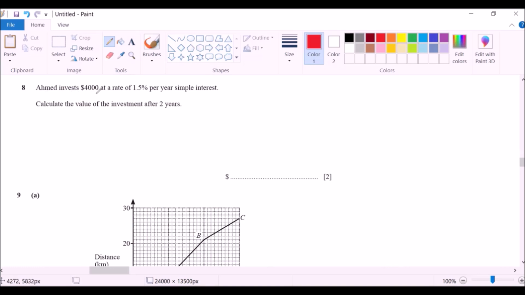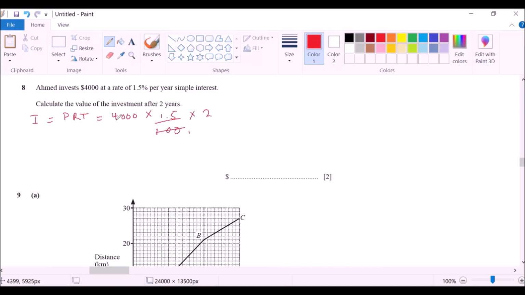Ahmed invests $4,000 at a rate of 1.5% per year, simple interest. Calculate the value of the investment after 2 years. Interest is equal to principal times rate times time for simple interest, which is 4,000 times 1.5 over 100 times 2.